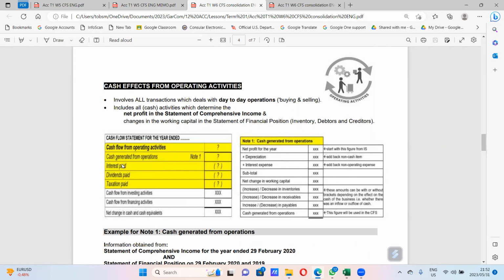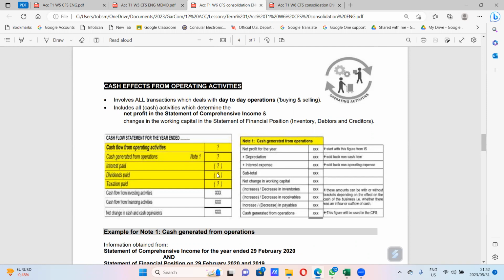And then the interest paid. The interest paid is very easy. There is usually no opening balance or closing balance, nothing outstanding. So you take the interest amount as it is, and you put it in here. And then the dividends paid. Dividends paid is going to be a cash outflow, just like interest. If it's in brackets, it's outflow, and if it's not in brackets, then it's inflow.